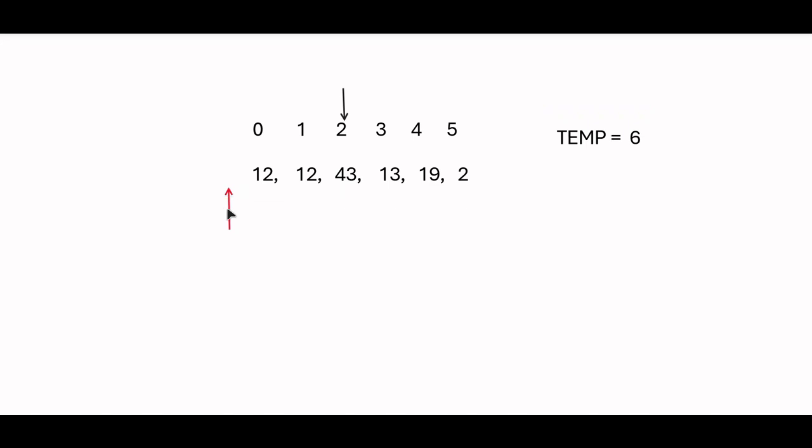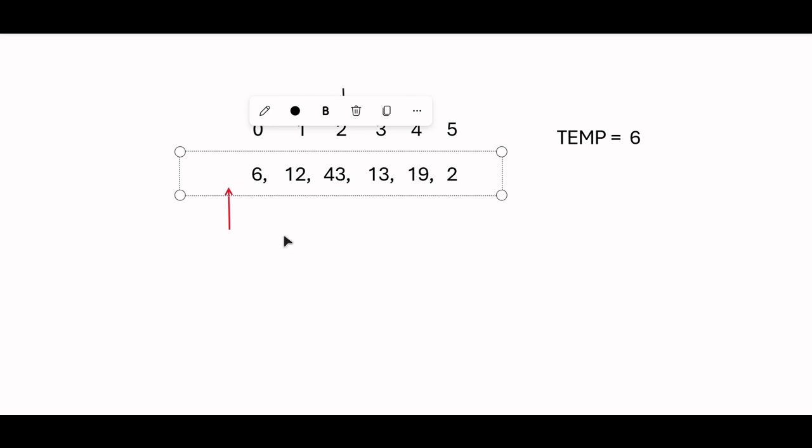So once j becomes less than 0, there will be an expression that we will write: in the j plus 1th position, I will put what is in temp. So j is just now what? Minus 1. What is j plus 1? Minus 1 plus 1, that is 0. In the 0th position we will put this 6. So with that, pass 1, the current pass, is over.